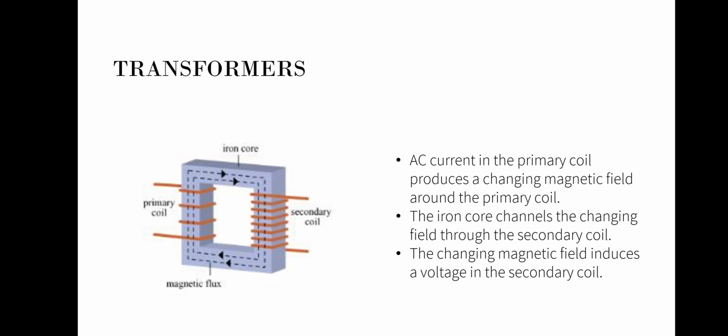Next up we have transformers. Now in transformers, alternating current is there in the primary coil, which produces a changing magnetic field around the primary coil, and then the iron core channels the changing magnetic field from the primary coil through the secondary coil, and finally the changing magnetic field induces the voltage in the secondary coil.